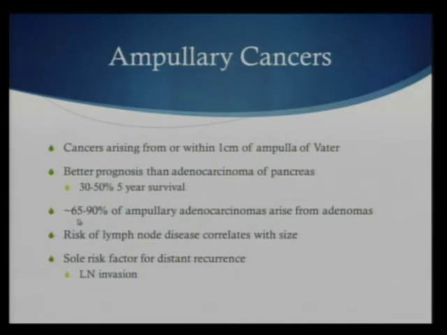So the important thing to know is that just like your colonic adenocarcinomas, ampullary adenocarcinomas also arise from adenomas. Up to 90% will derive from adenomas. Risk of lymph node disease correlates with size. So the bigger the size of the cancer, the more chance that there is lymph node involvement. And if there is lymph node involvement, this translates into a high probability of distant recurrence.